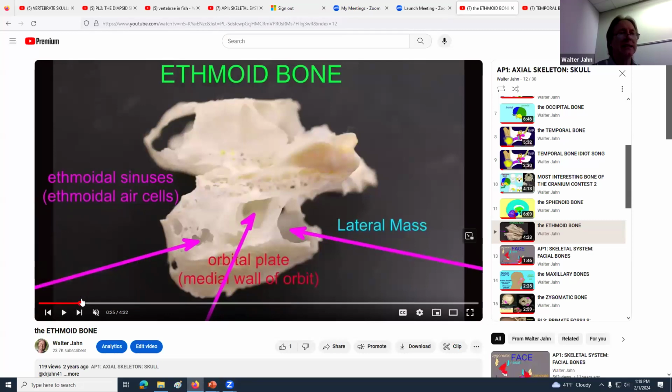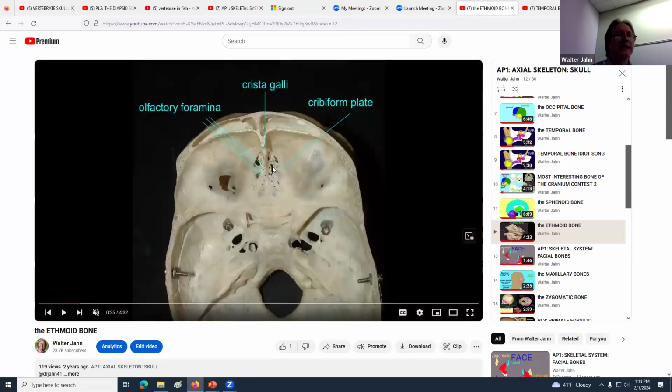Now, there's lots of stuff going on here. One is there's little holes, and that's where your olfactory nerves go. So you can smell because from your brain and your olfactory bulbs, olfactory nerves go to the olfactory epithelium where you smell from. Okay, so there's that.